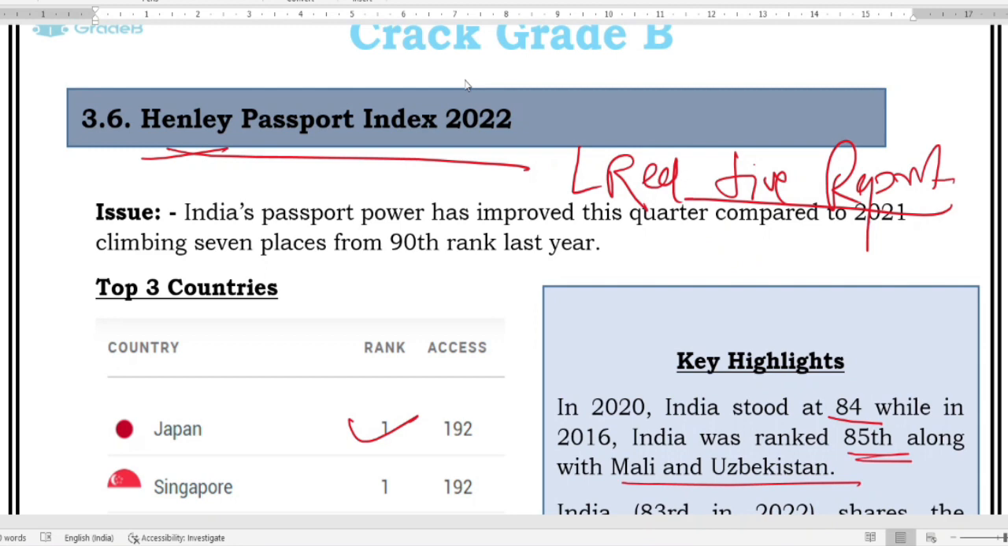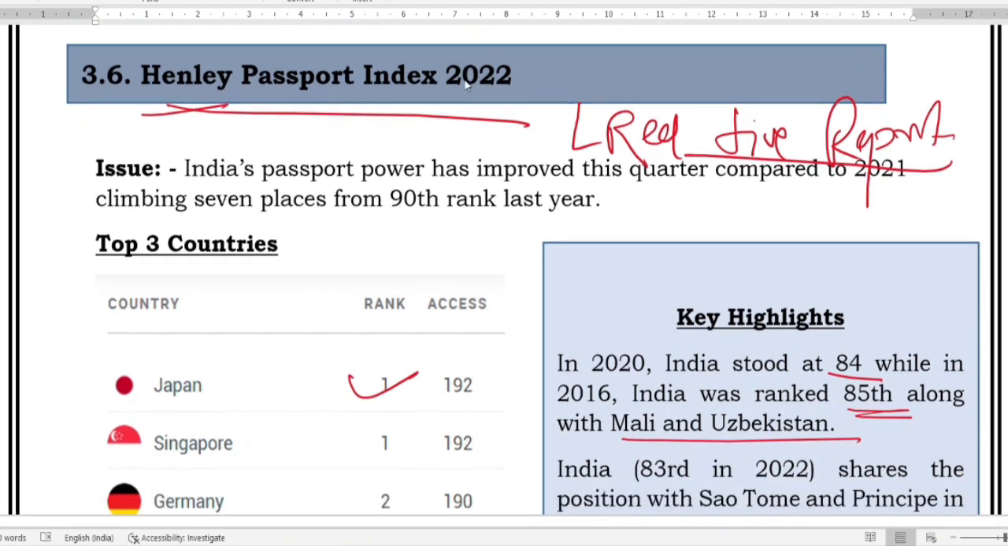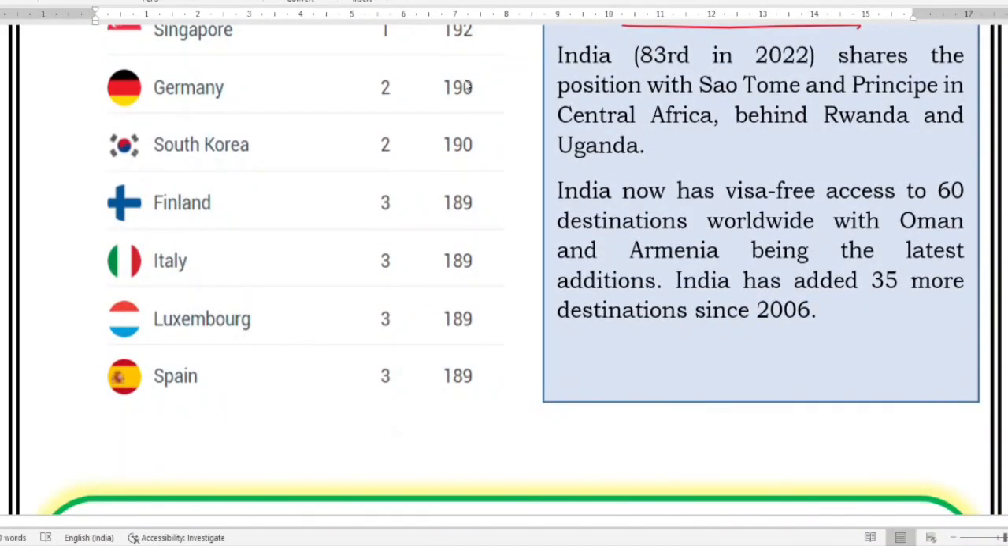Let's say I'm an Indian. My passport can take me to how many countries? India now has visa-free access to 60 countries. Let's say all of a sudden it increased to 70. It means the strength of my passport increases. So right now I can go to 60 countries visa-free. Chale jao muh utha ke, they will give an entry if you have not done anything wrong, obviously. So the moment this increases, the strength of our passport will increase.